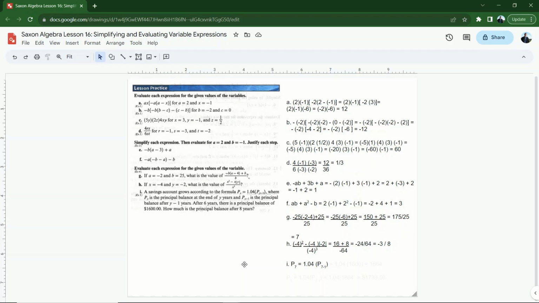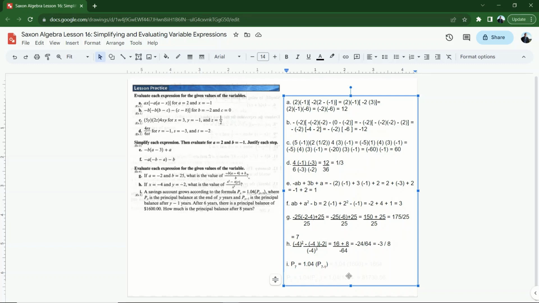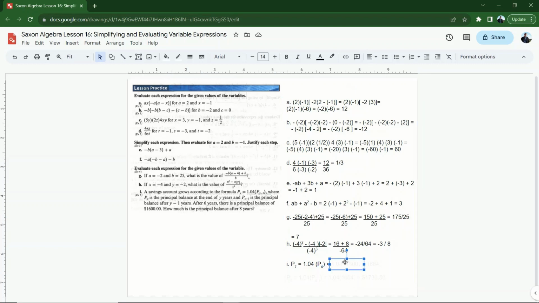Now, why is this important? Because we know the principal after 6 years, and we can plug it into our equation. If you ever run into a problem like this, the place to start is to find a principal you know and plug it into your equation. We can plug that in to get the principal after 7 years, okay? The principal after 7 years equals 1.04 times the principal after 6 years, the principal of the previous year. So 1.04 times 1,600 is $1,664.